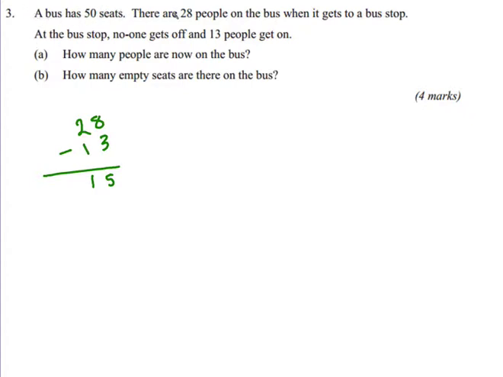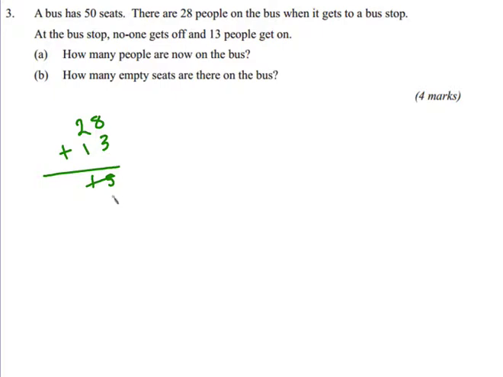A bus has 50 seats. There are 28 people on the bus when it gets to a bus stop. At the bus stop, no one gets off and 13 people get on. So this here is wrong. I made a mistake. Good thing I looked at the question again. It says no one gets off, 13 people get on. So we need to add 28 plus 13.